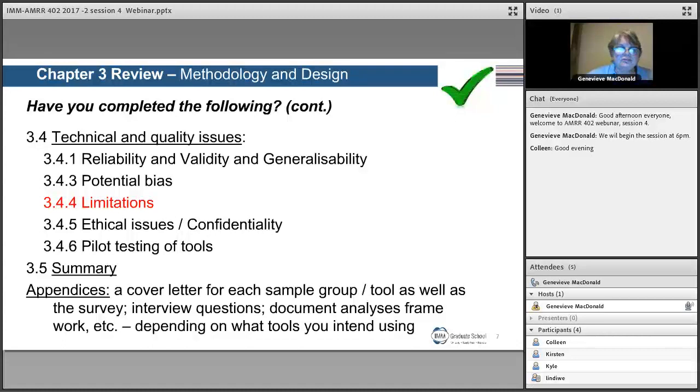So how are you doing in terms of chapter 3? Have you managed to do all of that? Do you have any questions? And hopefully, have you started already with the field research?